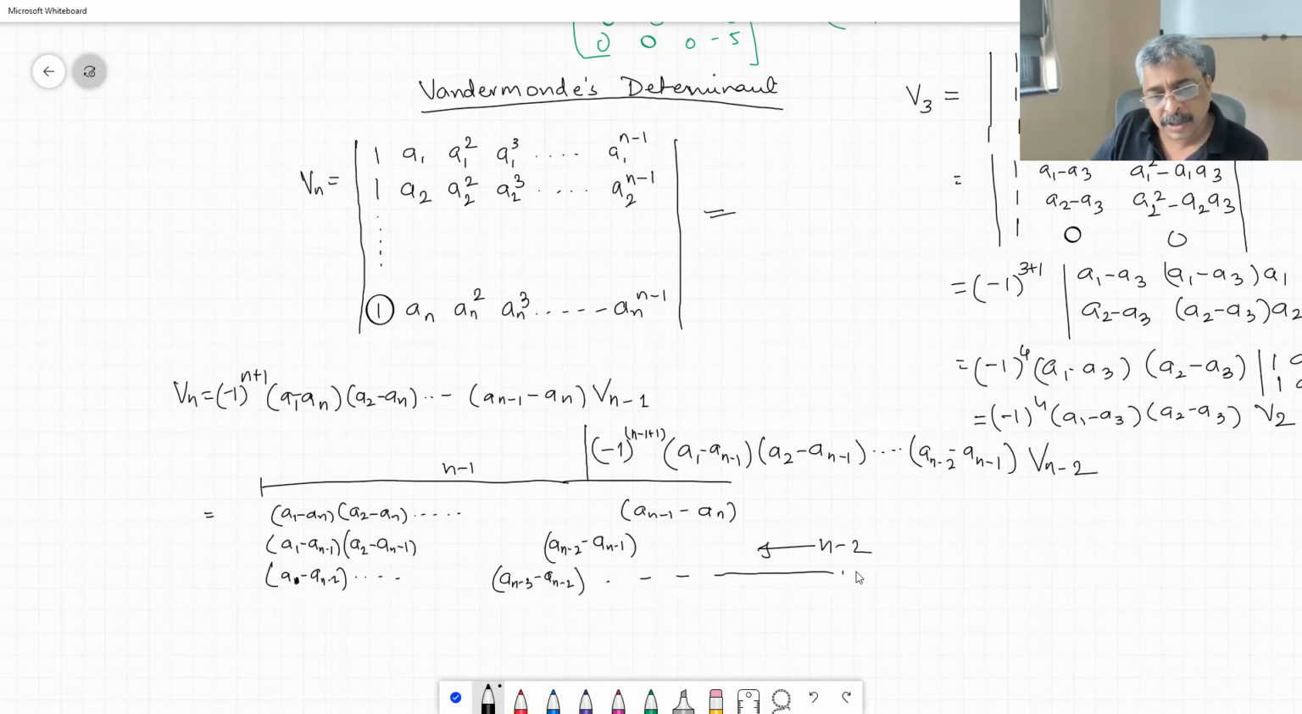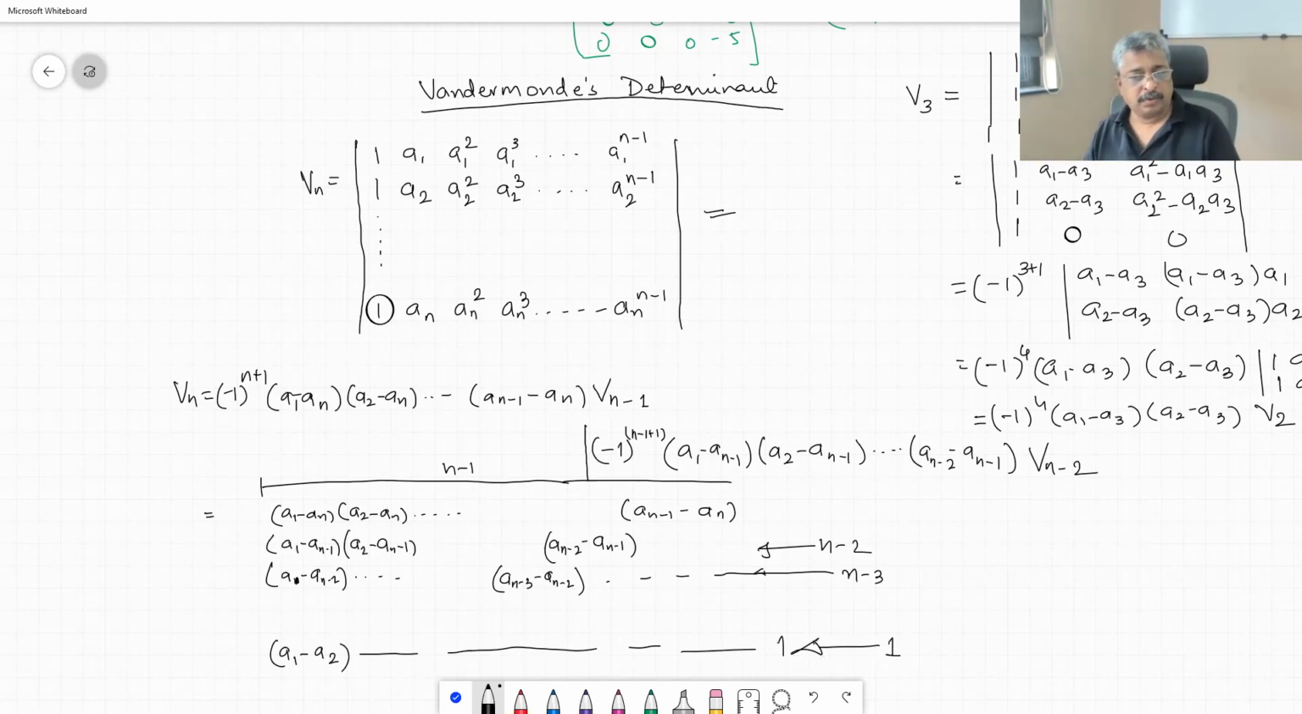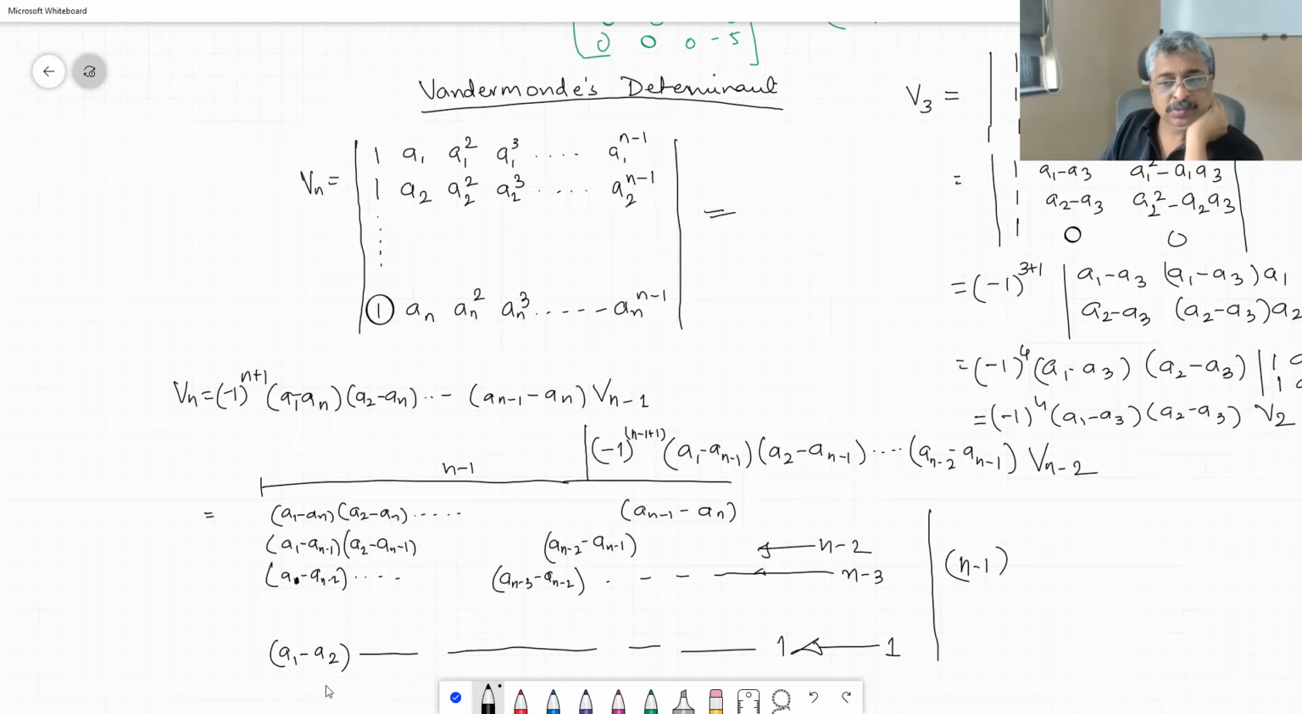This is how many brackets? N minus 3. Correct? Dot dot dot. The last one will be a1 minus a2. How many brackets? 1 bracket. Eventually 1 bracket. So how many total rows do we have? N minus 1. Correct? So how many total brackets do we have? 1, 2, 3, 4 up to n minus 1. So n minus 1 into n upon 2. These many brackets do we have.